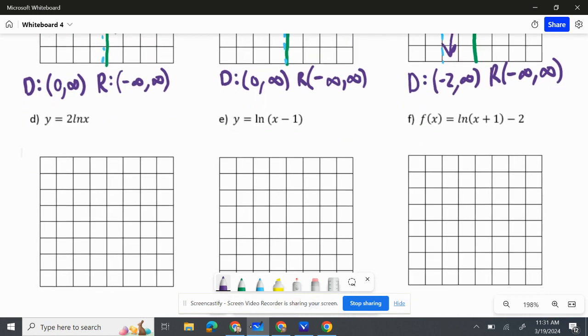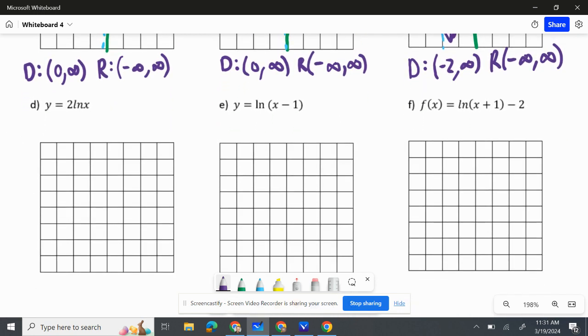So looking at our next ones, we're going to do the same thing. First thing that we're going to do is we're going to look for our vertical asymptote. And we get x is equal to 0 because there's no parentheses. We have our table of values. Once again, we're using our same values. It's 1 and 2.7. We know that the natural log of 1 is always 0, times 2 is still 0. Natural log of 2.7 is 1, times 2 is 2.